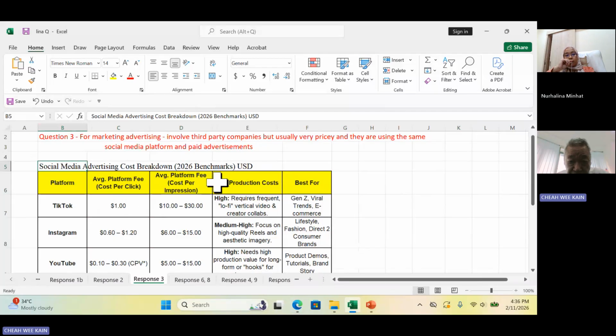So average platform fee as an advertiser. You're not going in as a contributor. You're not a TikTok user, you're going as an advertiser, you understand? That's what they charge you. Cost per impression to go up.